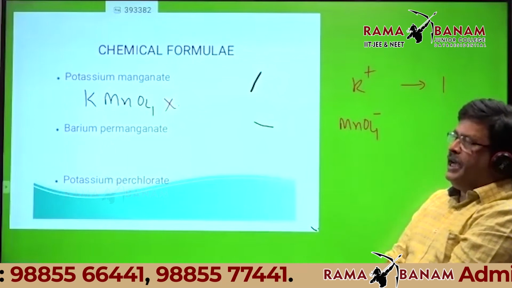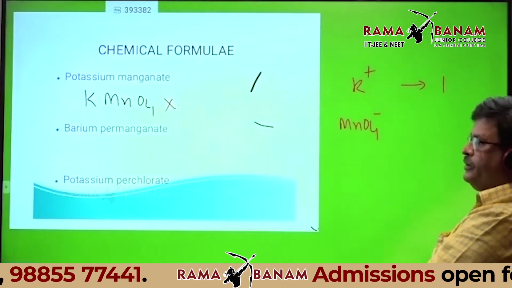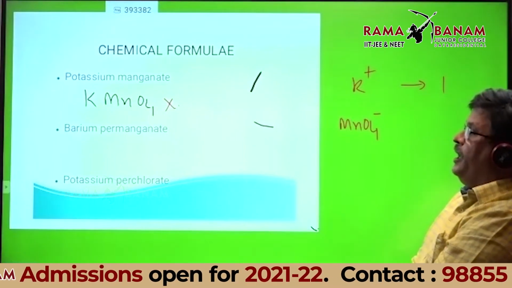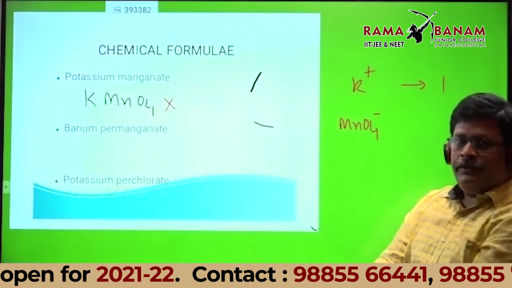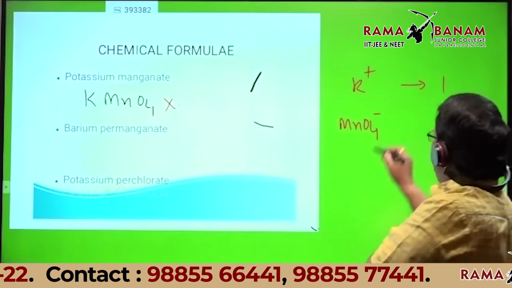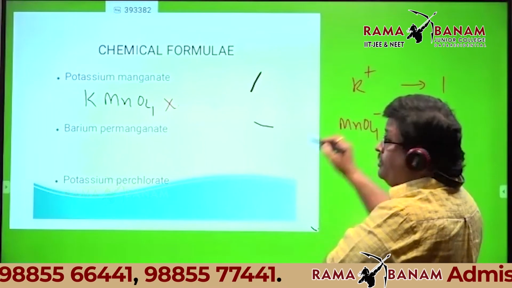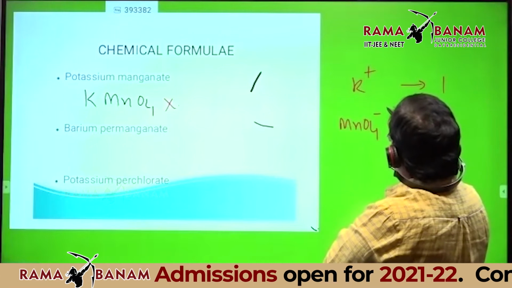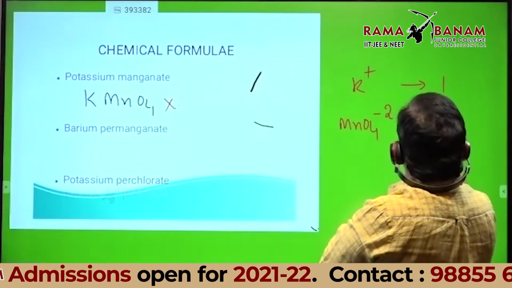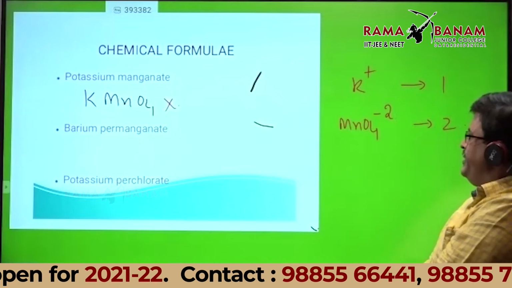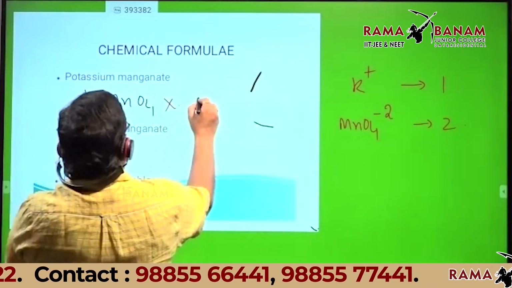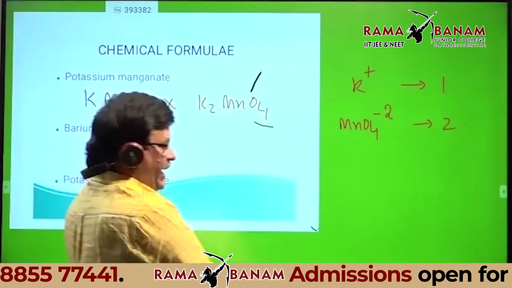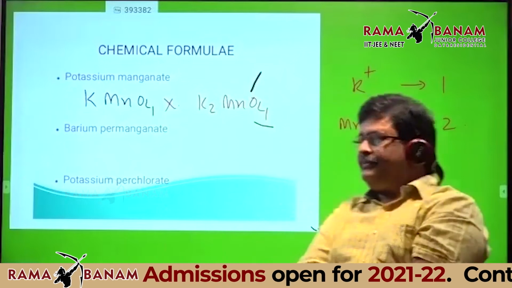Can anyone tell the formula of manganate ion? K2MnO4. I am asking manganate ion, Jaya, not the formula. MnO4. You should tell the charge, otherwise how can we write the valence? Minus 2. So valence is 2. So the formula is K2MnO4. All of you okay? Yes, sir.